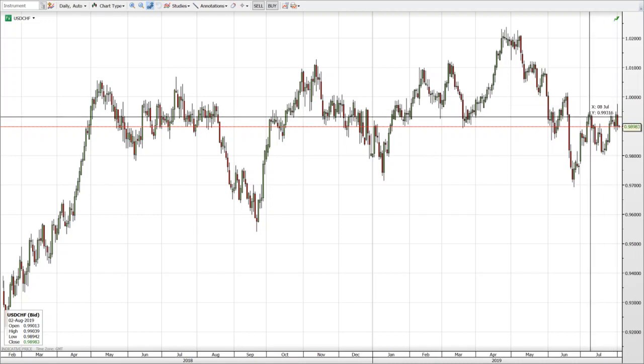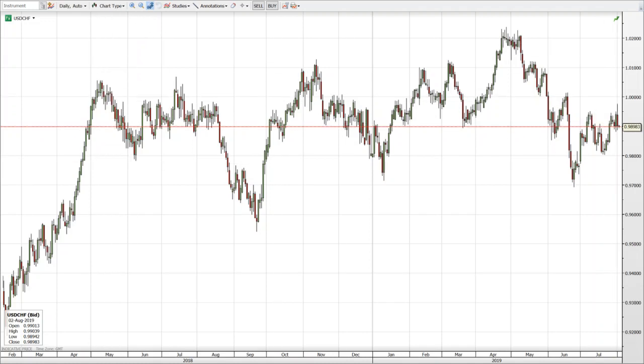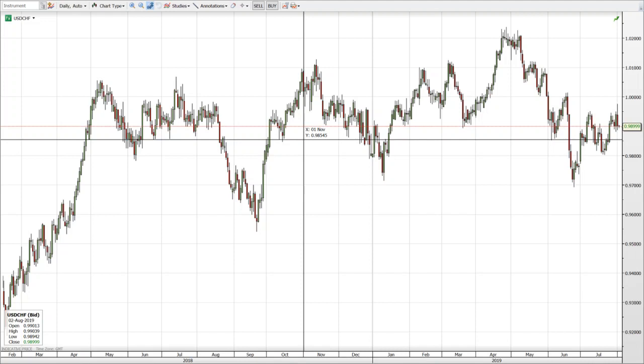It turns out that the previous resistance held and it came down. This was due to Trump's announcement of tariffs in China. So that was actually bearish for the US dollar, at least the US dollar against the Swiss franc.